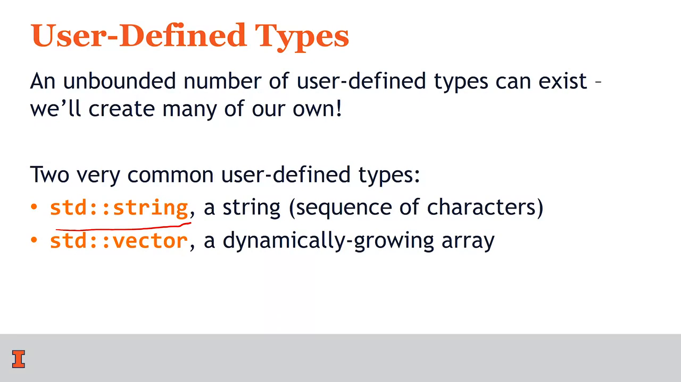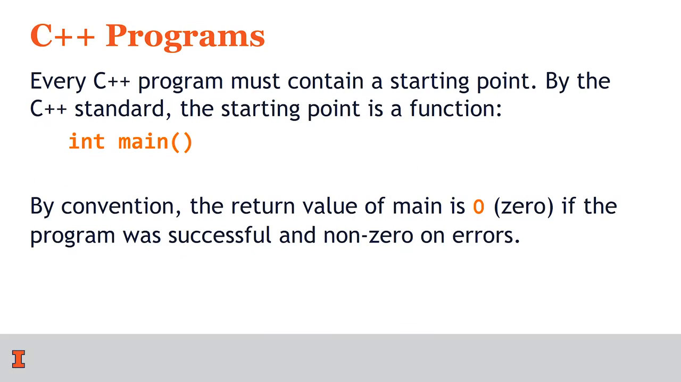To do that, we need to understand just one more thing beyond variables, and that is how to start a C++ program. A C++ program must always start from a fixed starting point, and by the C++ standard, that fixed starting point is the function main. The function main has a return value of an integer. By convention, this integer is 0 if the program was successful and non-zero if the program failed. For the first half of this course, we're going to mostly look at example programs, so we expect the very last line of code we see to be return 0.